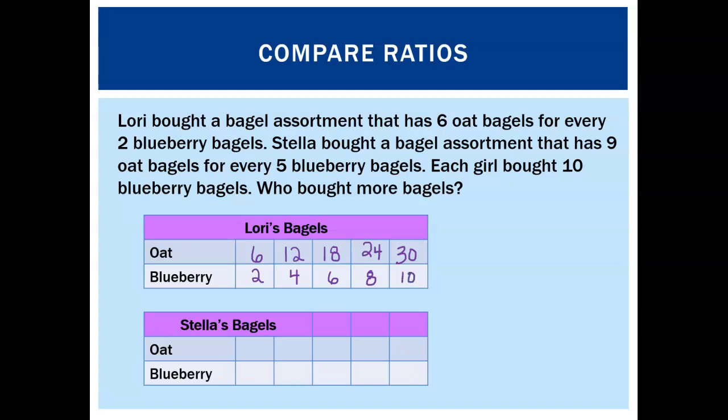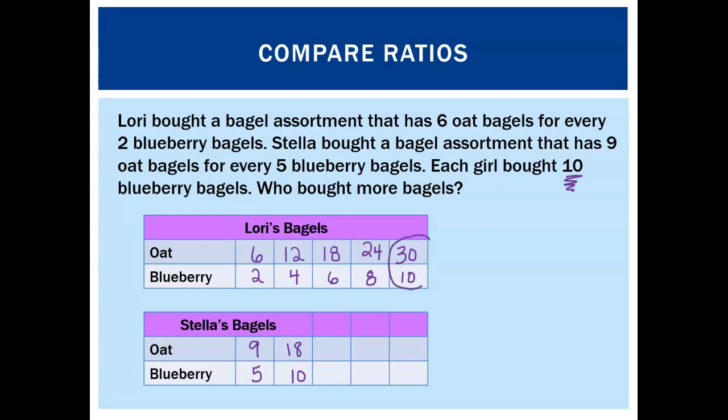In Stella's assortment, she had 9 oat bagels for every 5 blueberry bagels. The next ratio would be 9 times 2, which is 18, and 5 times 2, which is 10. We don't need to complete the rest of the table because the problem tells us that each girl bought 10 blueberry bagels. Once we have that information, we can solve the problem.